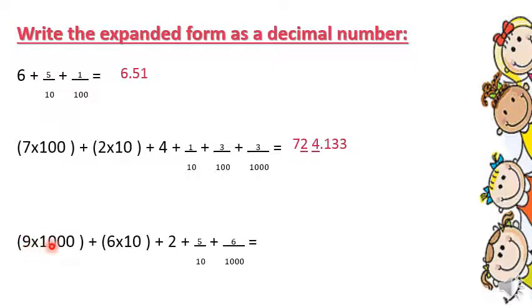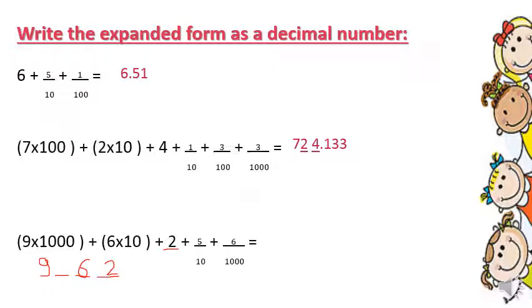It's 9 times 1000. So I'm going to write it like this. Write 9 and open 3 dashes after 9. This is 6 times 10. It's in the tens place. The first one is ones. The second one is the tens. So this is 6. And here we have 2 in the ones place.